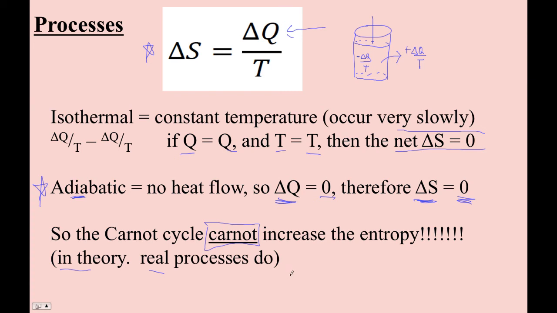All cyclical heat engines increase entropy. But if we're actually talking about a Carnot cycle and theoretically talking about isothermal and adiabatic processes, our net change in entropy is zero for that, which doesn't violate the second law. The second law simply says that natural processes cause zero change or an increase in the entropy.